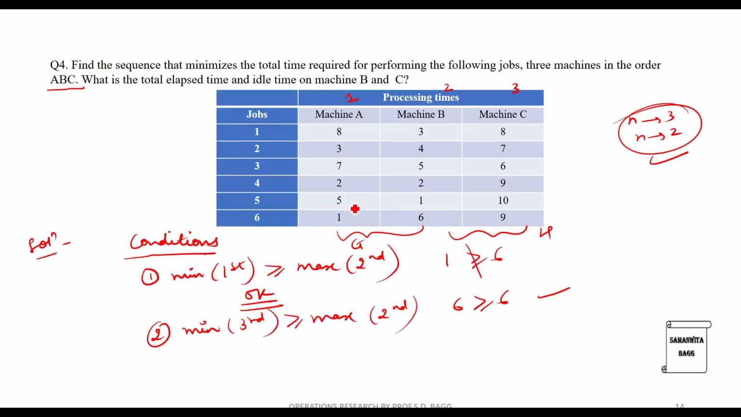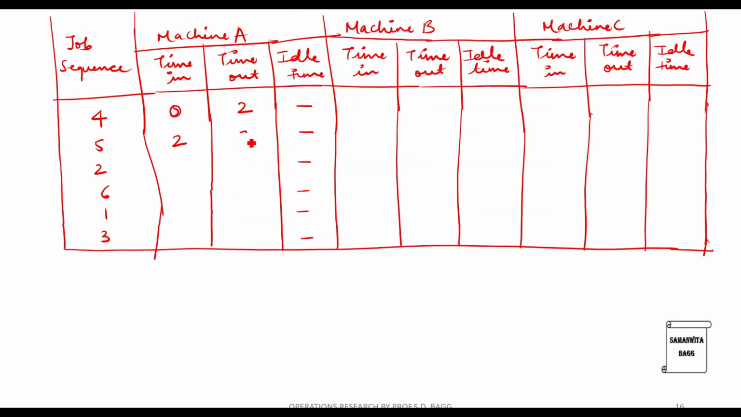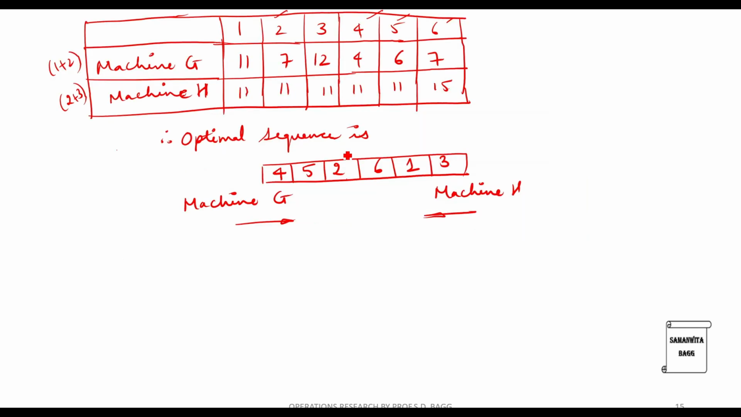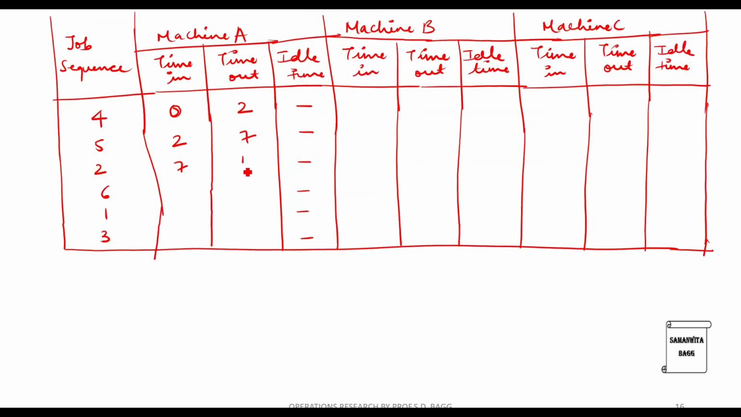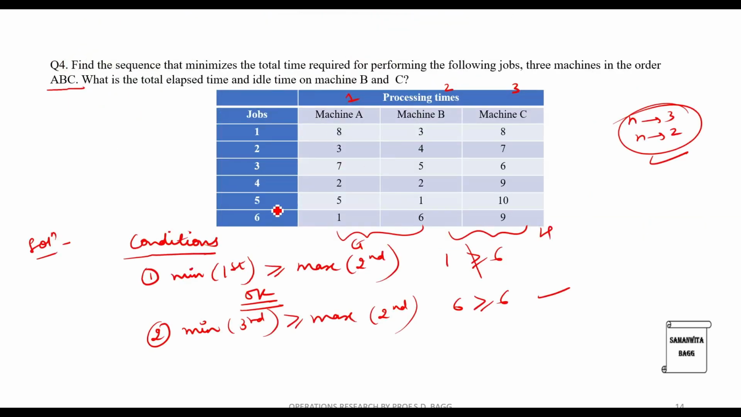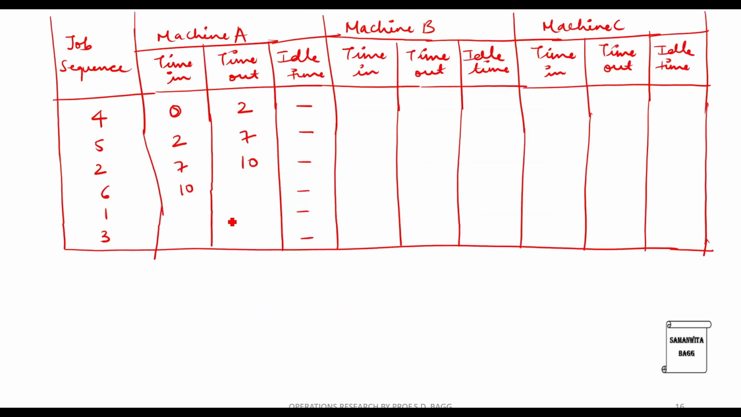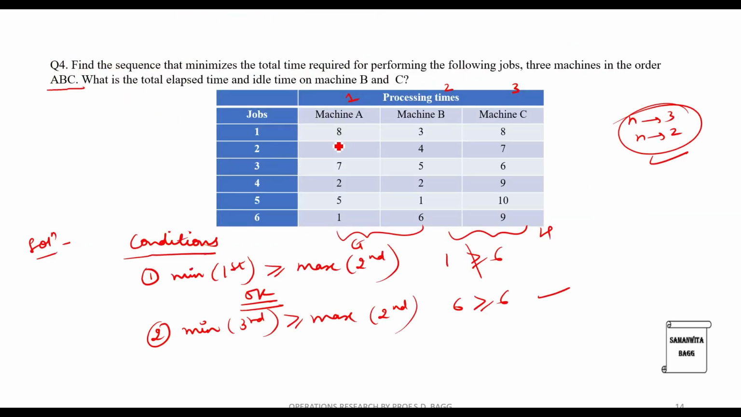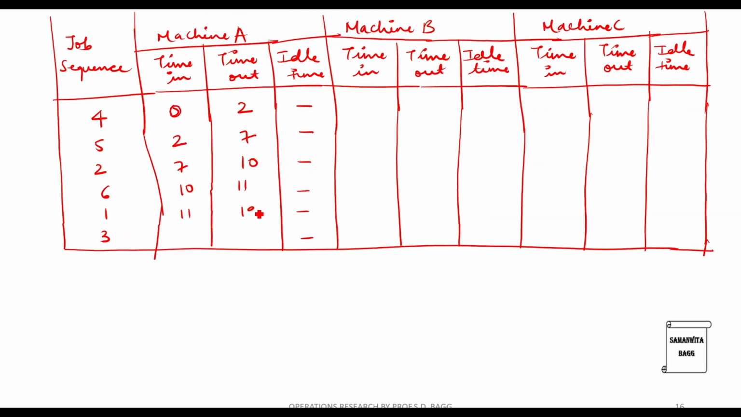5 on machine A is 5. So this becomes 7. This will start at 7. 2 on A is 3. So this becomes 10. This will start at 10. 6 on A is 1. So this is 11. 1 is 8. So this becomes 19. Starts at 19. 3 on A is 7. So this becomes 26.